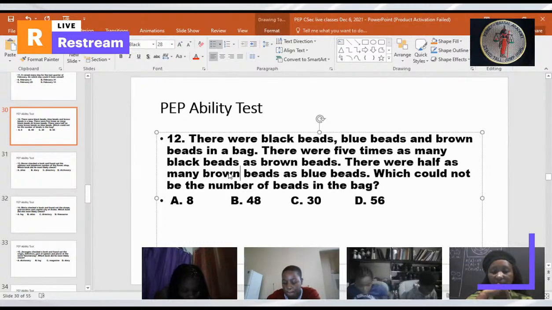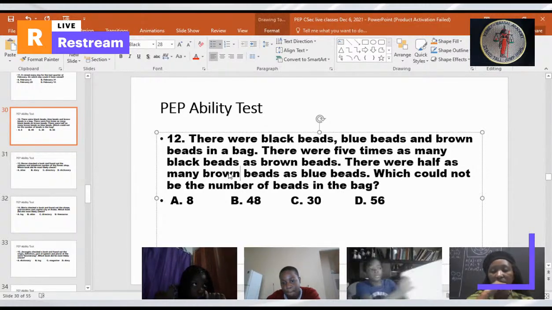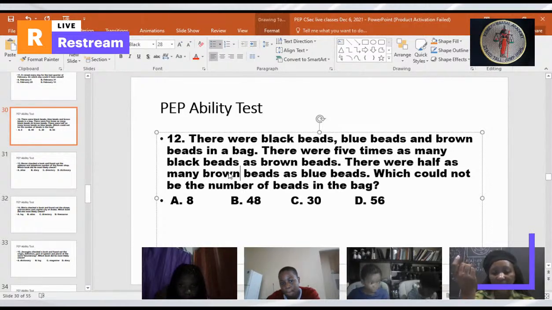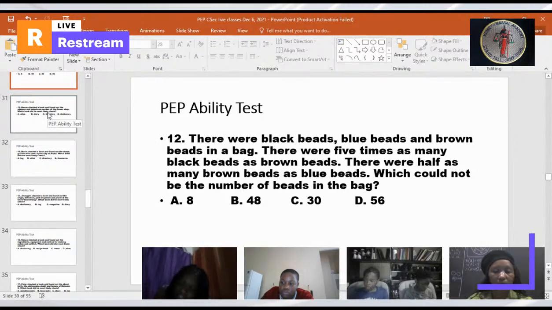1 to 2 to 5, with 1 being the brown, 2 being the blue, and 5 being the black. So 5 times as many black as brown. Miss, I say 30. All right, so tell me why you said 30. Miss, because 1 plus 5 plus 2 is 8, and 8 cannot go into 30.